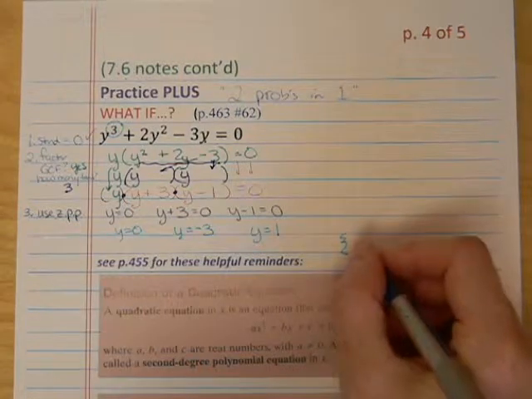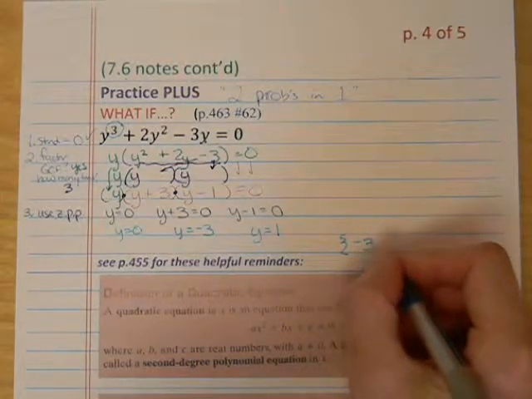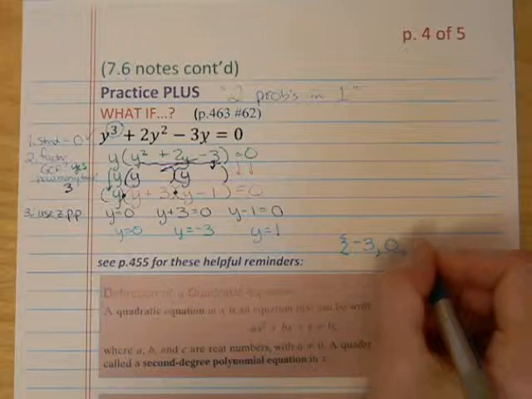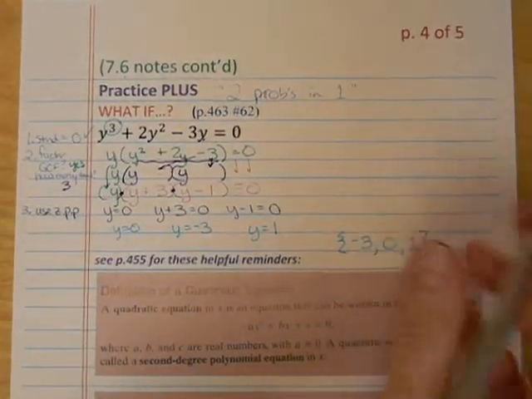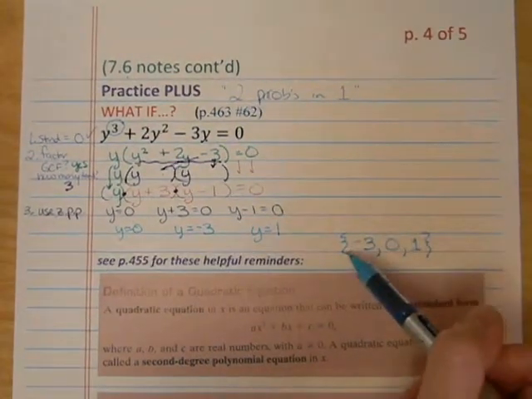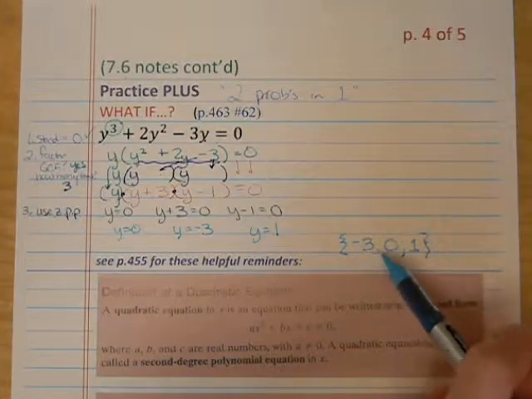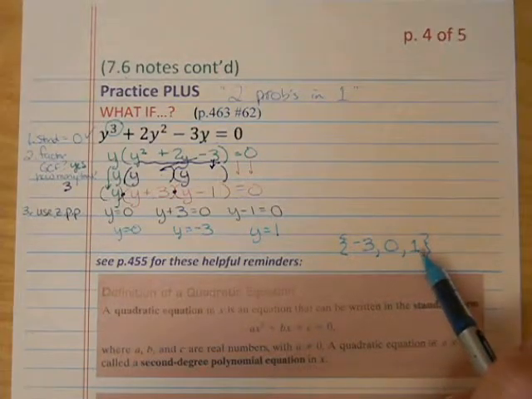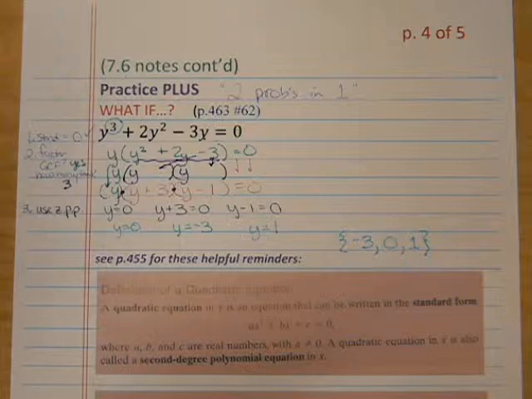We can wrap up this present nice and pretty in our set notation. 3 answers, negative 3, 0, and 1. Typically, you want to go from least to greatest here, so we've got our negatives, then our 0, then our positive, but don't worry too much about that just yet. Just wanted to plant that seed there.